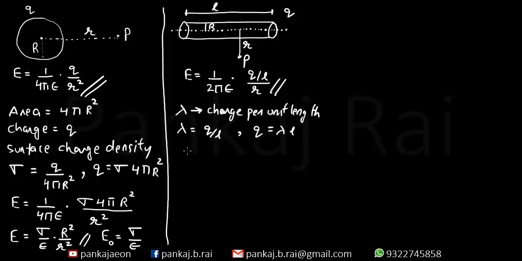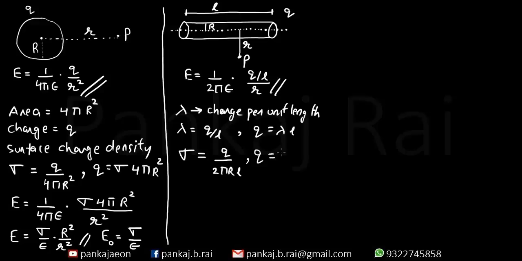For that, we have to find the surface charge density, sigma, of the cylinder. Surface charge density is the total charge per unit area. The total charge on the cylinder is q, and the surface area of the cylinder is 2 pi r l, where 2 pi r is the circumference times the length. So sigma, the surface charge density, is q by 2 pi rl.